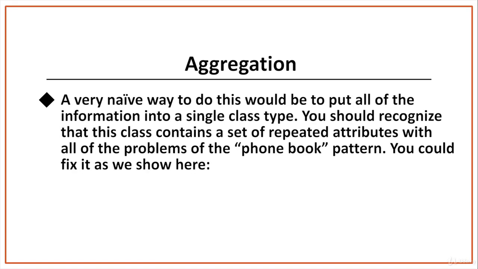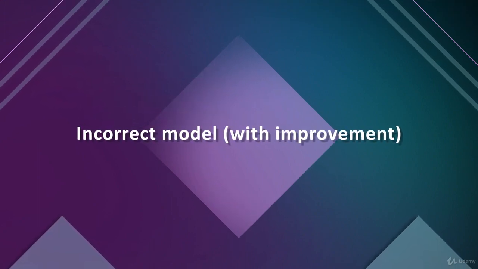A very naive way to do this would be to put all of the information into a single class type. You should recognize that this class contains a set of repeated attributes with all of the problems of the phone book pattern. You could fix it as we show here. Here you have the incorrect model with improvement.